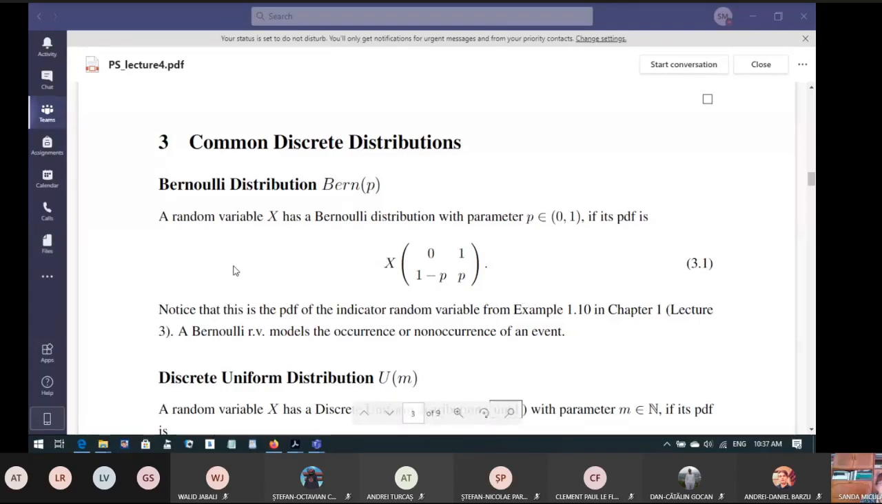The first such distribution, the Bernoulli distribution. Now, some of these notations are mine. They're not necessarily classical notations. For some of them, I use what MATLAB uses.